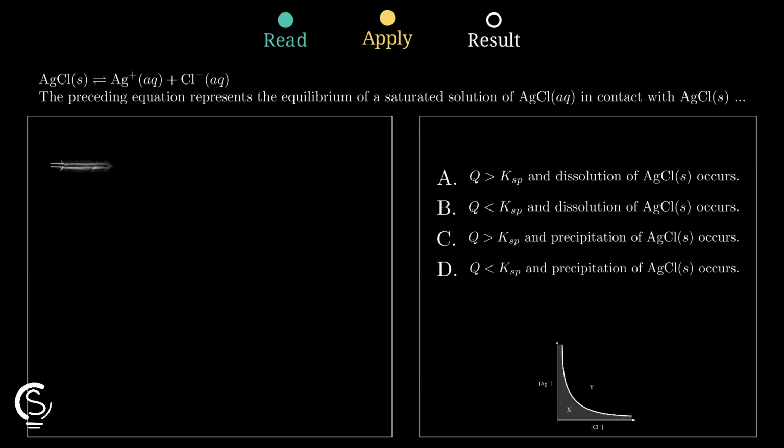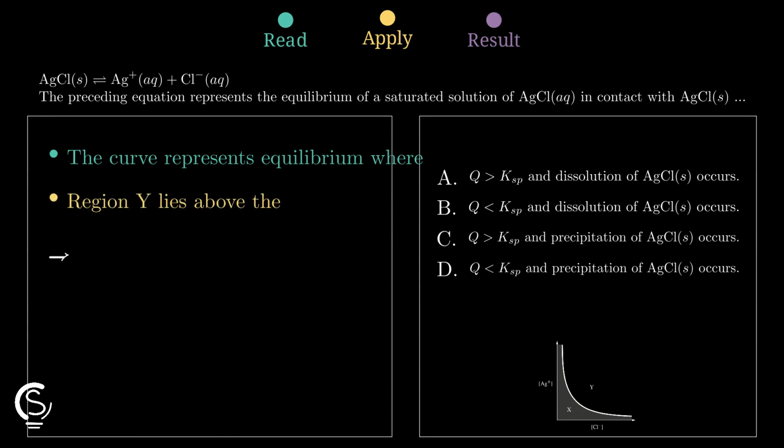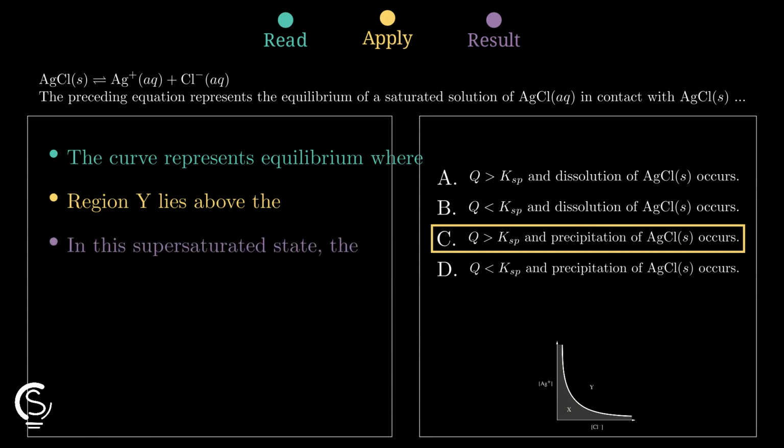Region Y is located above the equilibrium curve, which means the concentrations of silver and chloride ions are higher than its saturation. Therefore, the reaction quotient Q must exceed the KSP. Since the solution is supersaturated, the system shifts to reach equilibrium. This causes ions to form a solid, meaning precipitation occurs. Option C is correct.